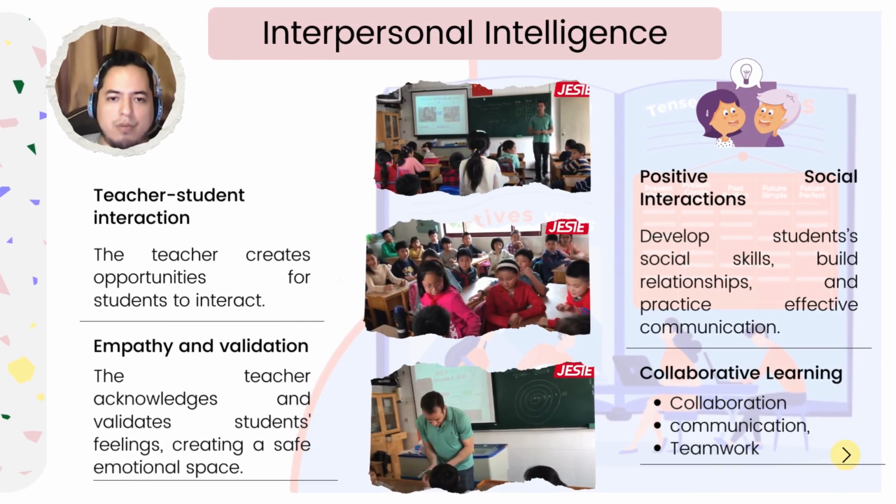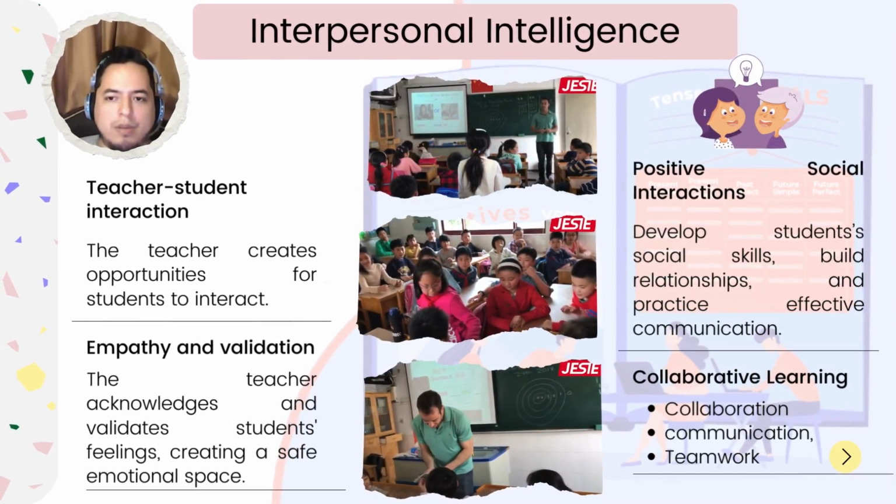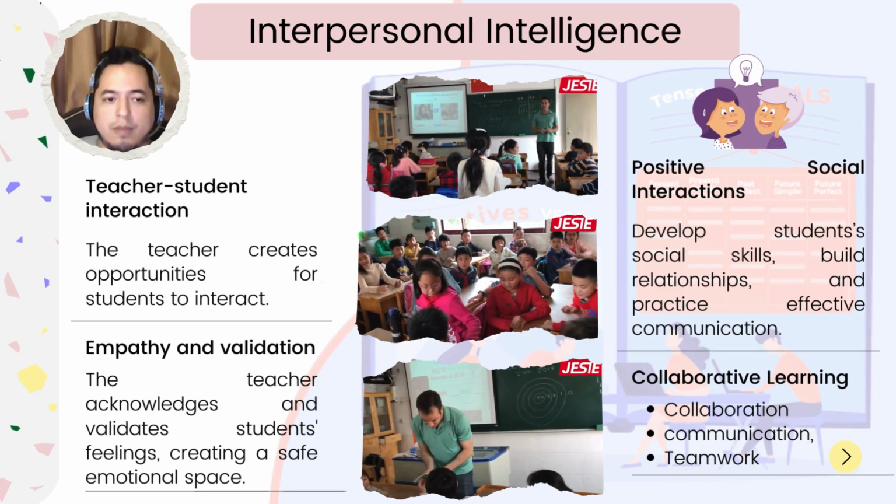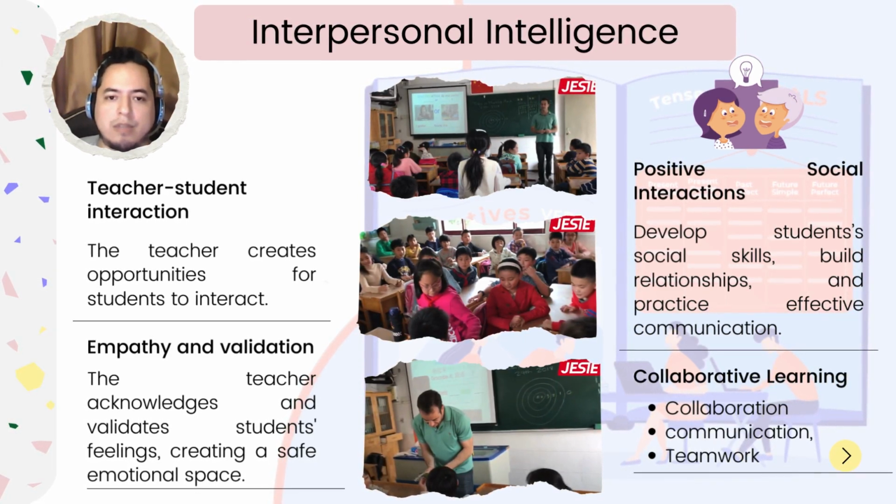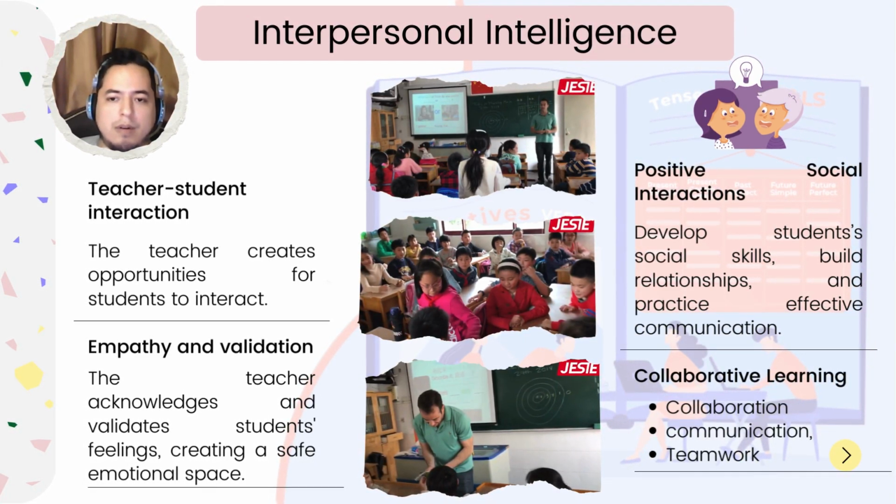My name is Byron Cumbillo, and I'm going to talk about interpersonal intelligence. In the video class of the English lesson for fourth grade students, we could observe several aspects of interpersonal intelligence. But first, what is interpersonal intelligence? It's the ability to understand and interact effectively with others. It involves skills like empathy, communication, and collaboration. Now, let's check the most relevant aspects.